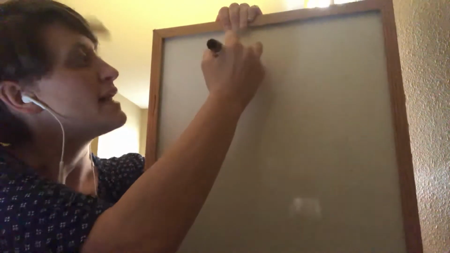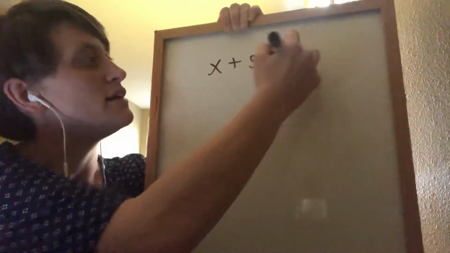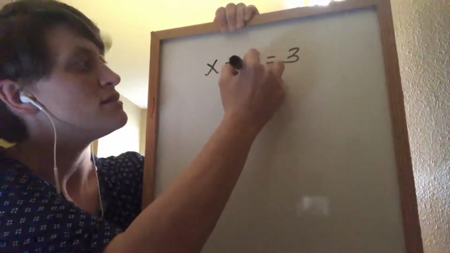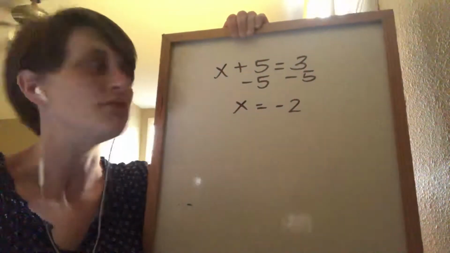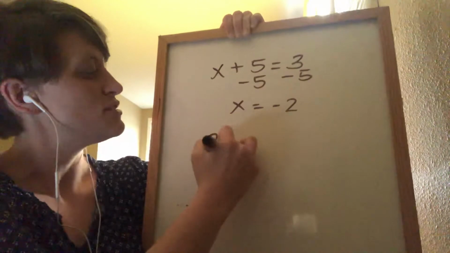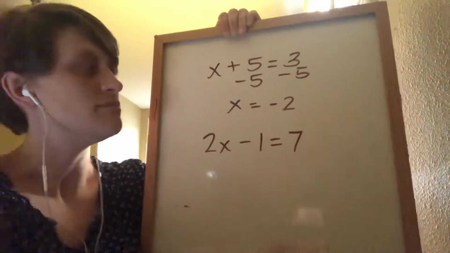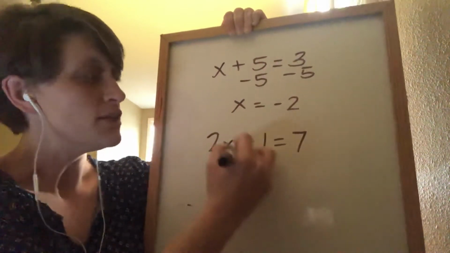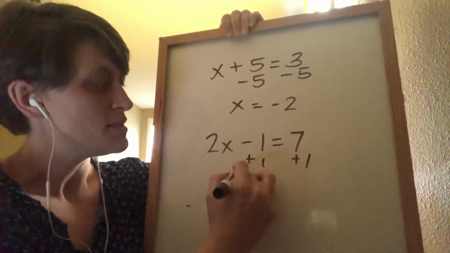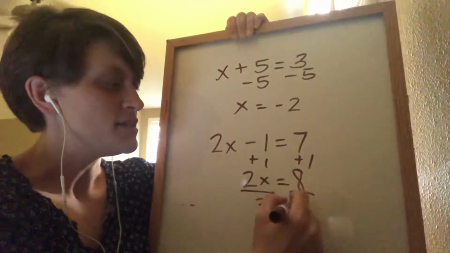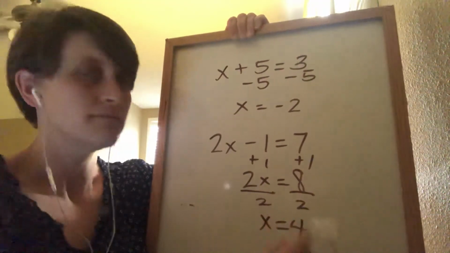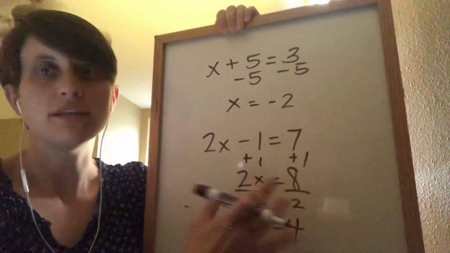So all we know how to solve in this class so far are linear equations. So we know how to solve things like x plus 5 equals 3. We just subtract 5 from both sides of the equation and we end up with x equals -2. We know how to solve things like 2x minus 1 equals 7. We have to do a little bit more work here, but we add 1 to both sides of the equation and then we divide both sides by 2. So we know how to solve this type of equation.